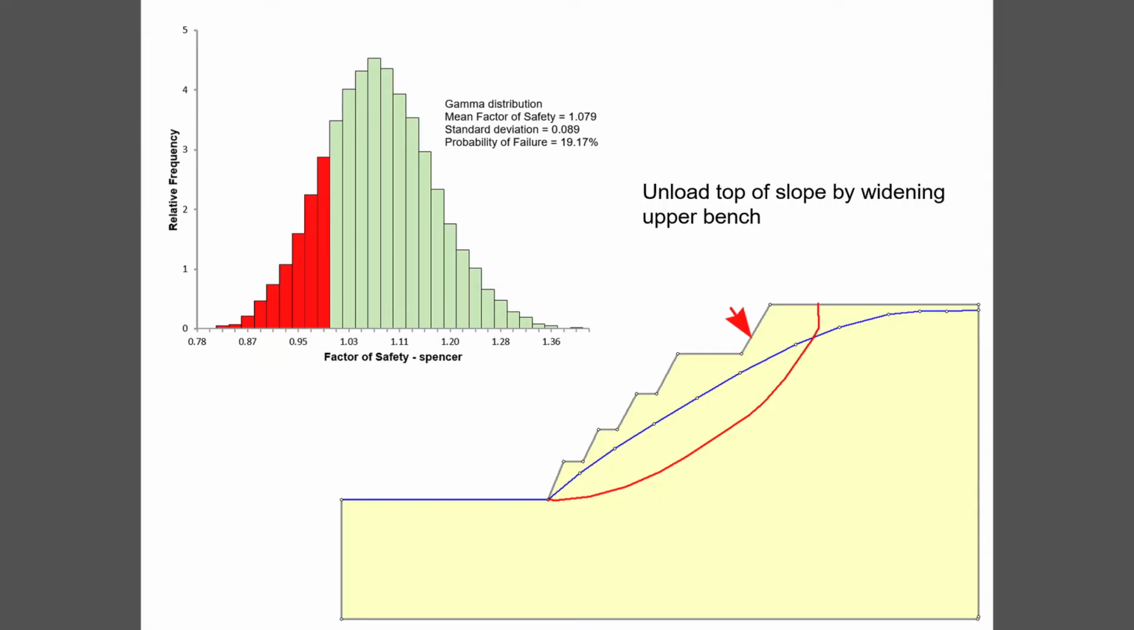Another option commonly used is to unload the top of the slope in order to decrease the driving force, driving the wedge down, and this would involve widening the upper bench, as you see with the red arrow there. And this is effective. It increases the factor of safety to about 1.1 and reduces the probability of failure to about 19%. But it's not sufficient on its own. You have to do it in conjunction with something else. But it is an effective solution that can be considered if you have the possibility of doing that.